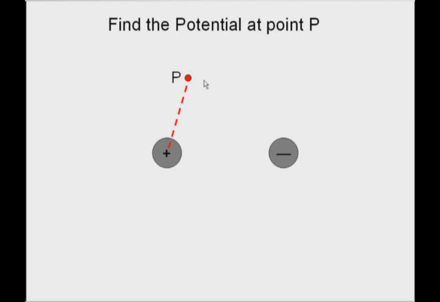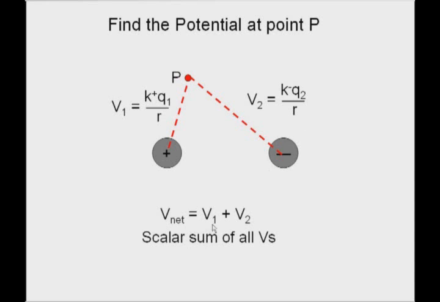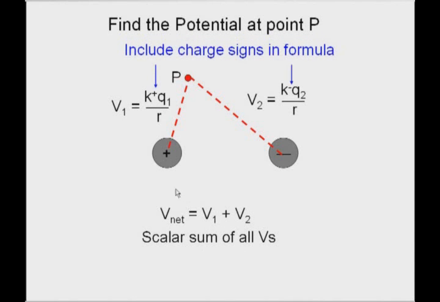We start off by finding that distance. The potential formula is kq over r. Then we find this distance from the second one, kq over r again. But since this is a scalar sum, not a vector sum, when we add these, we have to include the plus and minus signs in the formula. And that way we know whether we are adding or subtracting these because of the plus and minuses in the formula.